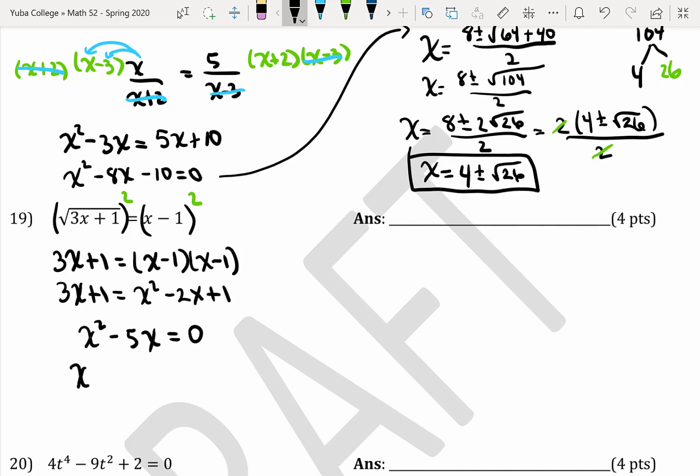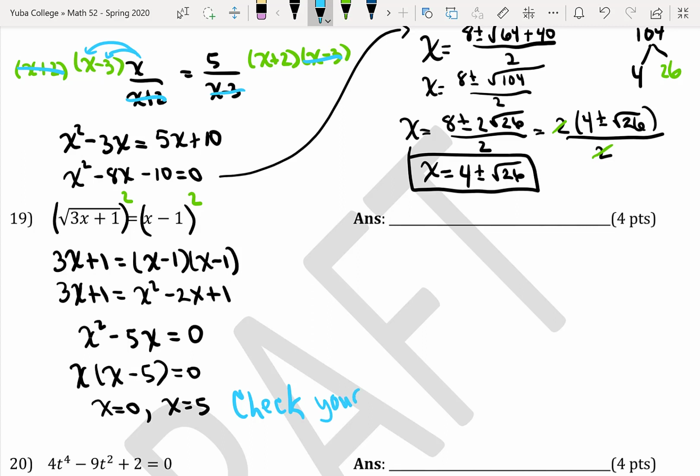Okay. You need to be careful: if you raise both sides of your equation to an even power, you need to check your solutions. You might get what are called extraneous solutions, answers that actually don't work when you plug them back in. So if we plug 0 back into the original, we want to see that we get a true statement. When I plug 0 in here, I get the square root of 1, which is 1. Is that really equal to 0 minus 1? Is 1 equal to negative 1? It's not. So this one does not work.